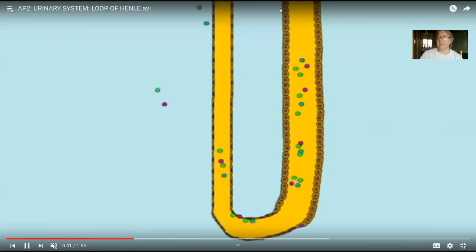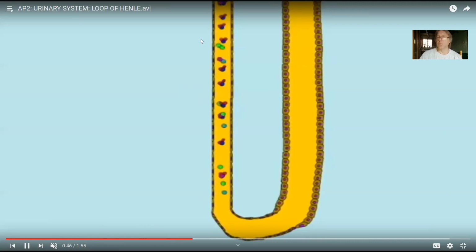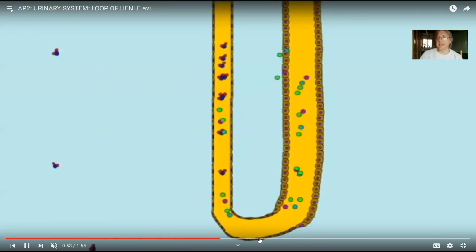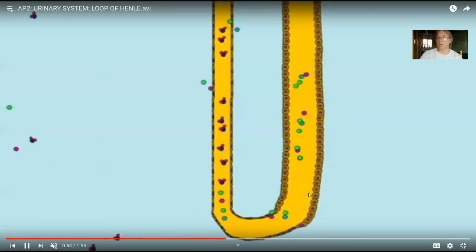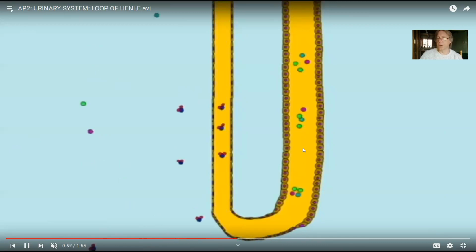The reason that it is a loop is because each side now helps the transport in the other. When salt is pumped out of the ascending loop, this then draws water out of the descending loop, since water goes to where the salt is. So the salt, which is now outside the descending loop, helps to draw out the water. As water is taken out of the descending loop, that concentrates the salt. And this concentrated salt is now easy to pump out of the ascending loop.